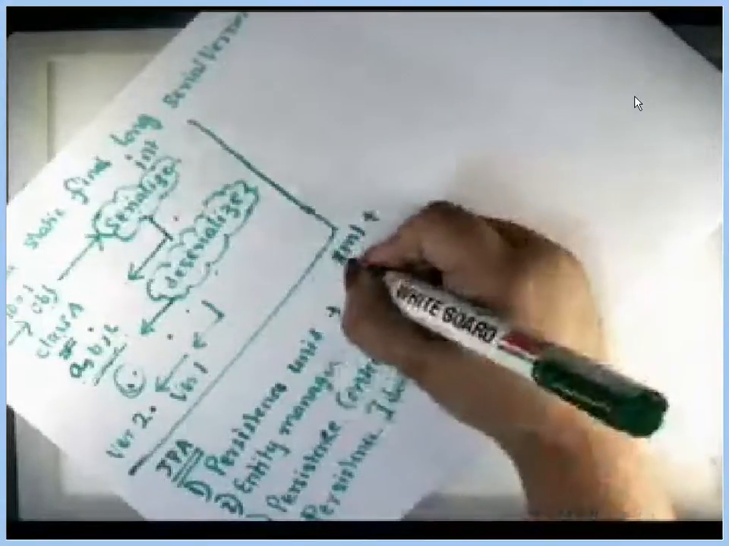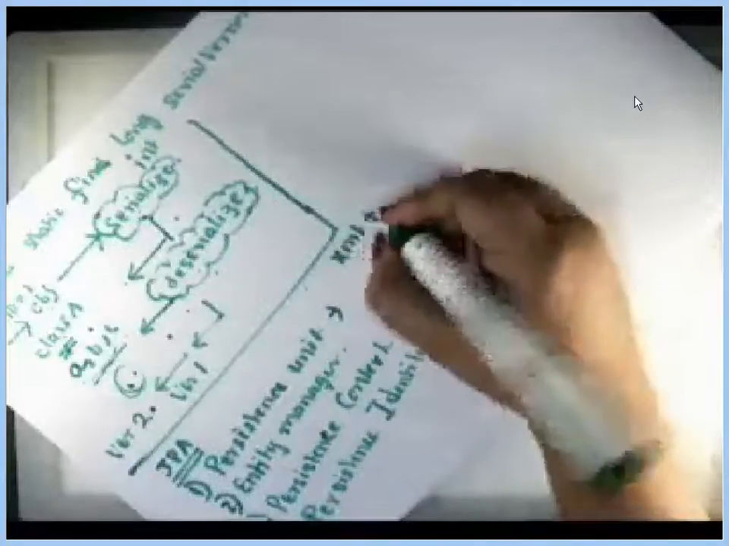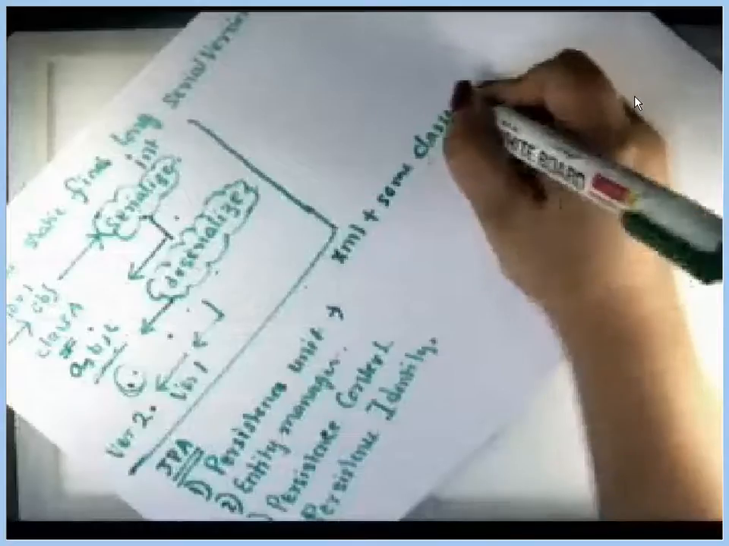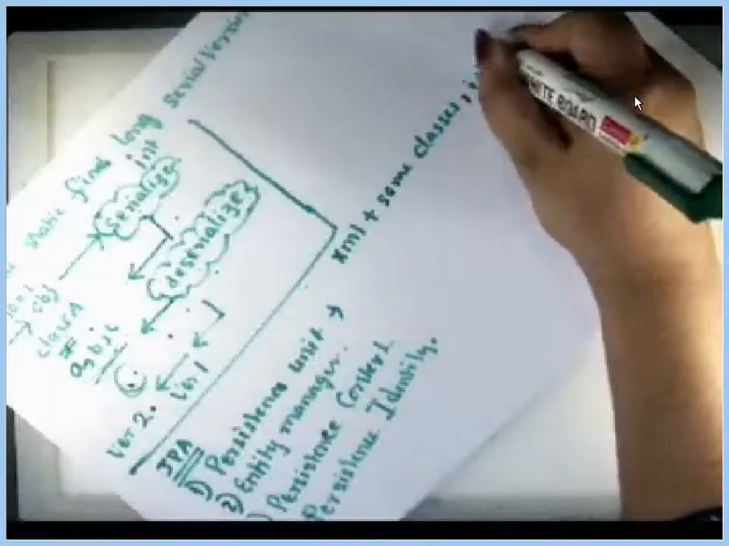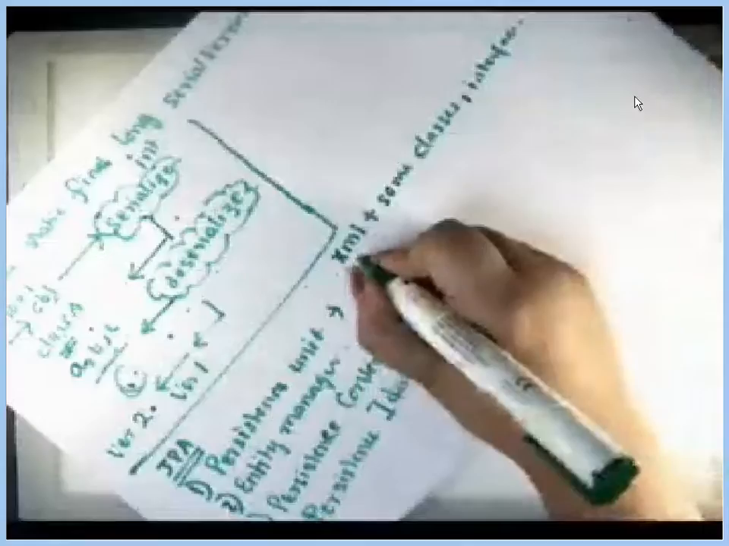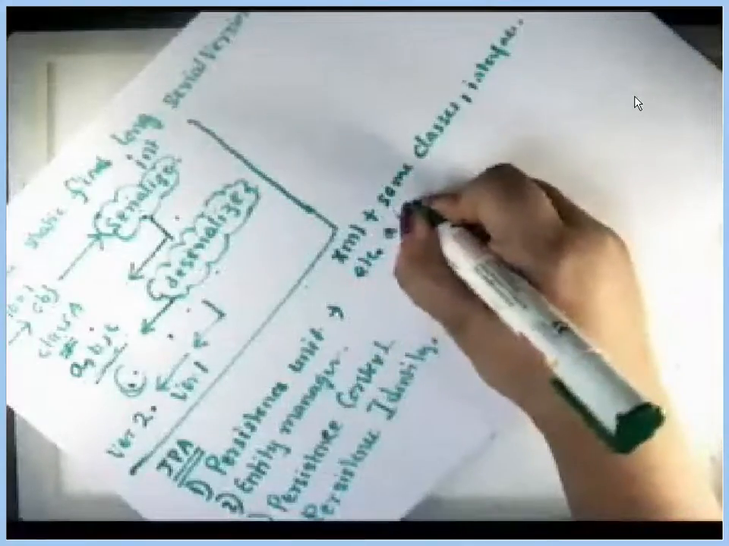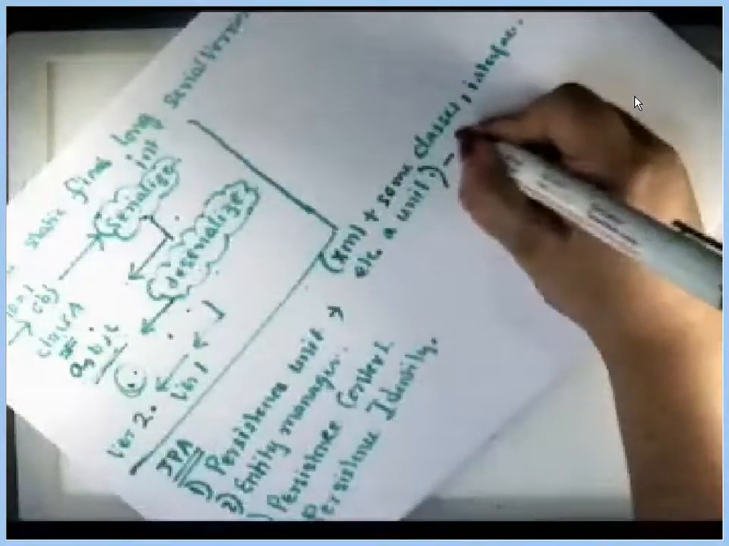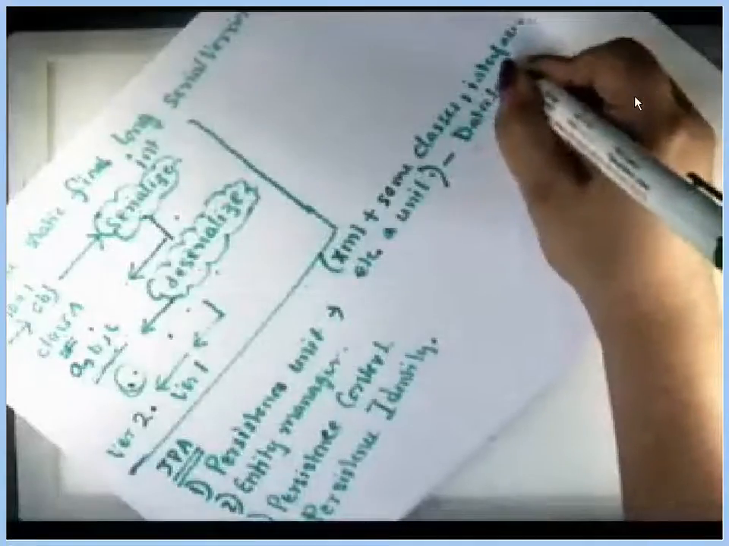There will be one XML file provided and some collection of classes, interfaces, etc., acting as a unit. Each unit of classes participating in ORM will be connected to a particular database, that is the data source. Only one data source should be there.